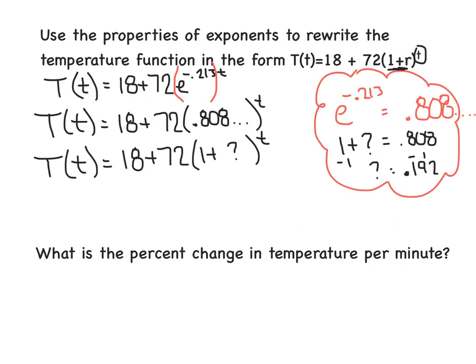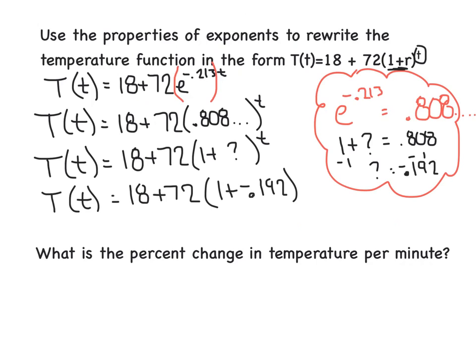negative 0.192. So let's rewrite this one last time and say the temperature T of t is 18 plus 72 times the quantity 1 plus a negative 0.192, whoops, I don't know if I got my negative there, raised to the t power. Now what was the advantage of that? Well, that was just to set us up for this next question here. What's the percent change per minute?